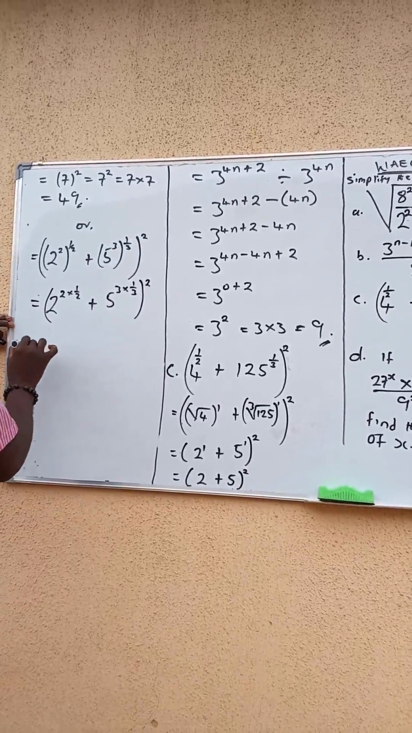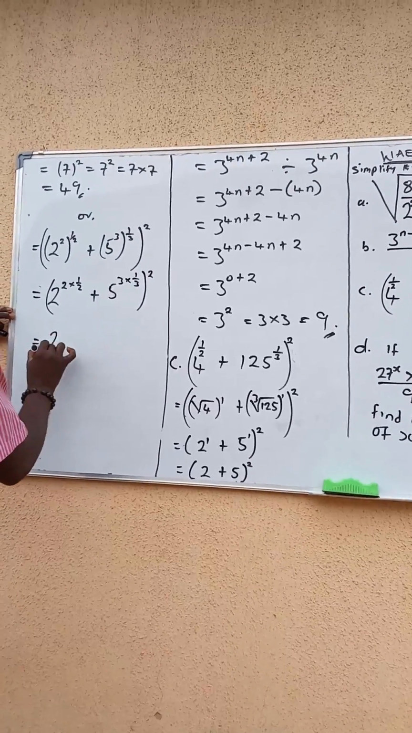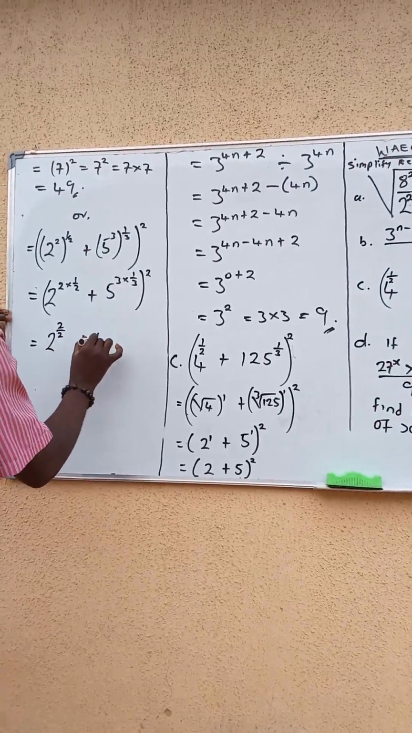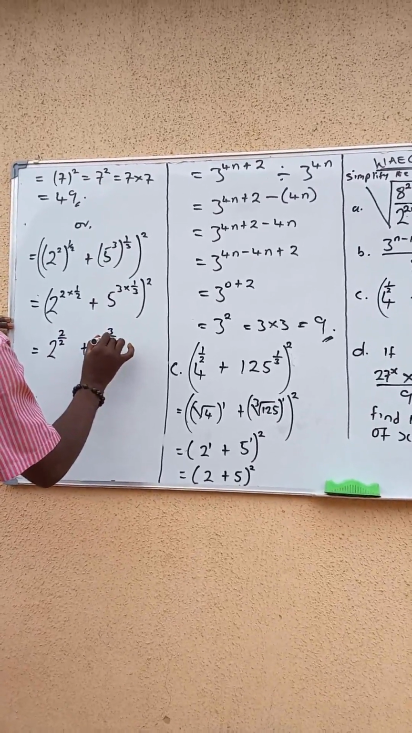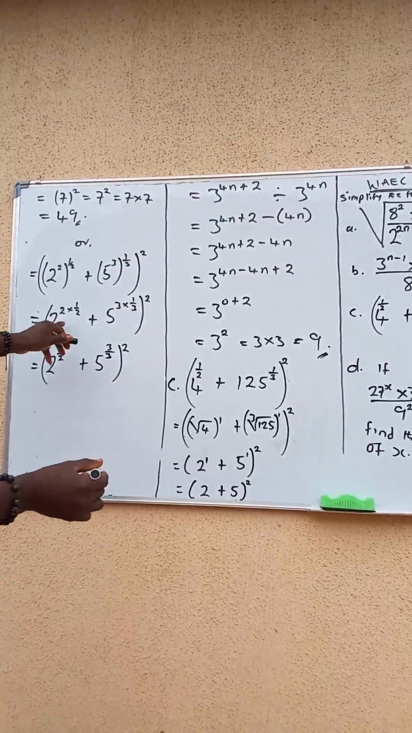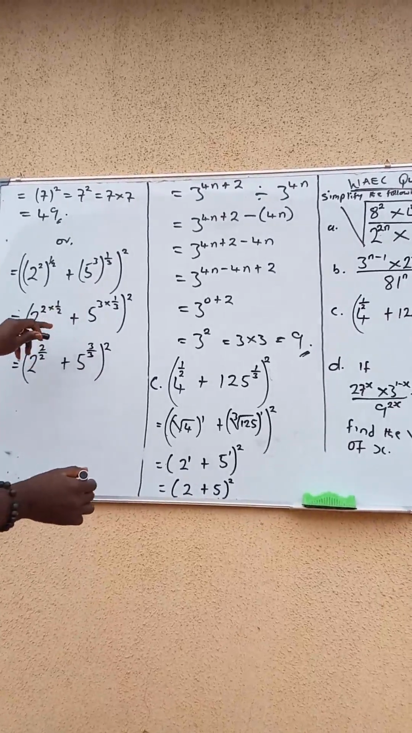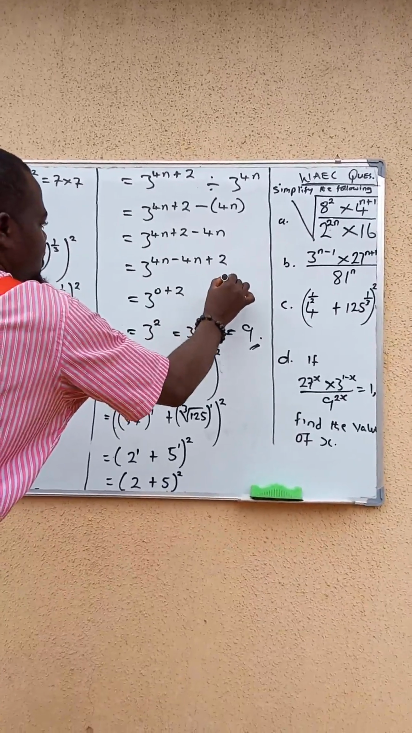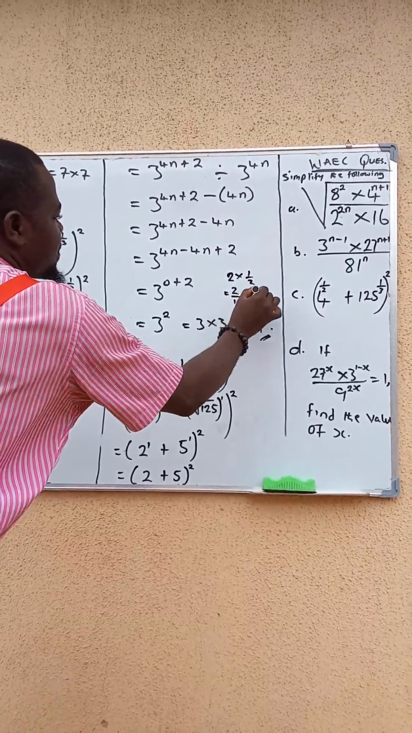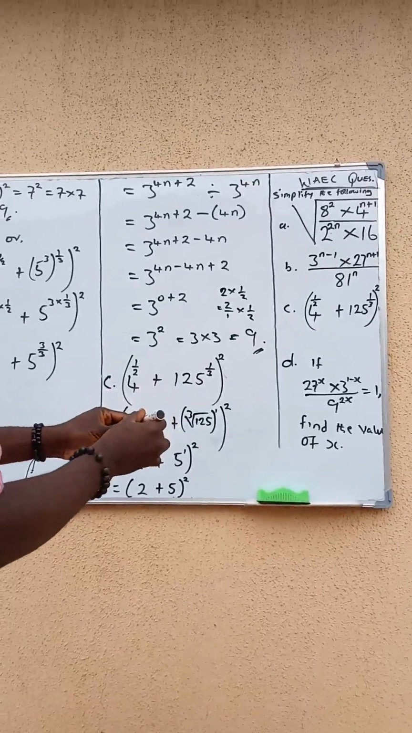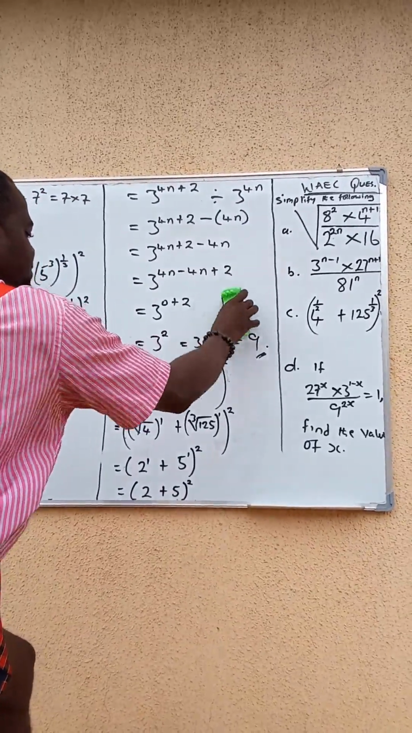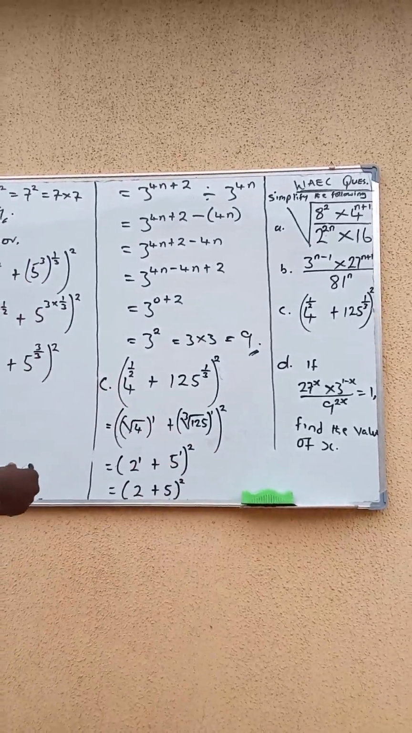So this will give me 2 raised to the power of 2 over 2, plus 5 raised to the power of 3 over 3, all raised to the power of 2. Remember, 2 times 1 over 2. You can balance this one. 2 times 1 over 2 is the same thing as what? 2 over 1 times 1 over 2, which is 2 times 1 over 2. So it will give you that. Right? So that's what I did here.